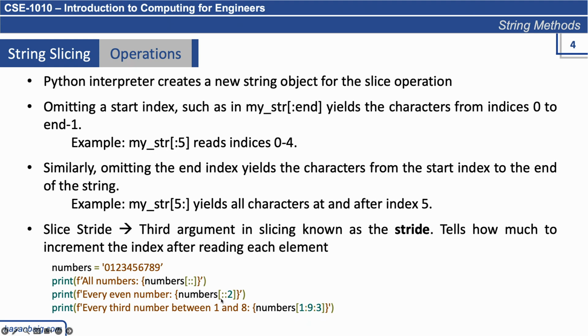What about this one? It will start from 0 and go until the end, but read every second character. So what do we mean? What would be the output of this one? Yep. 0, every even number: 0, 2, 4, 6, and 8. What about this one? Starting from 1, ending at 9, and every third element. So what would be the output?